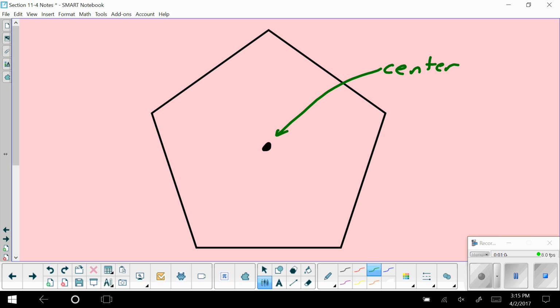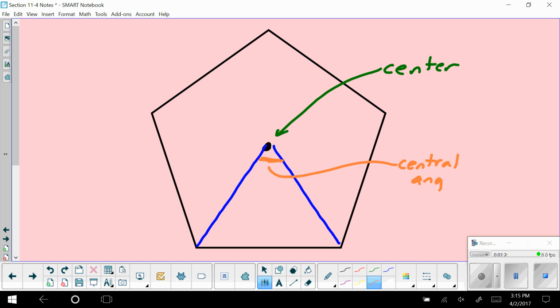But we also have what's called a central angle. A central angle would be if I connect two consecutive vertices, the angle that forms here is called a central angle. And that's one of the angles that we actually want to know about.